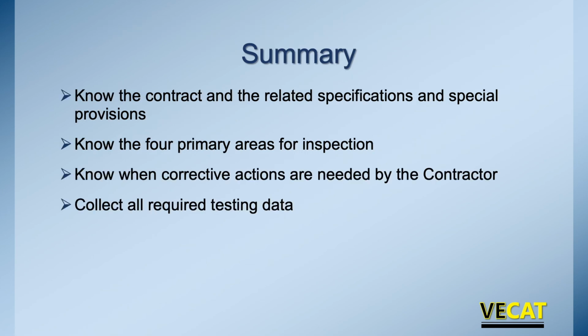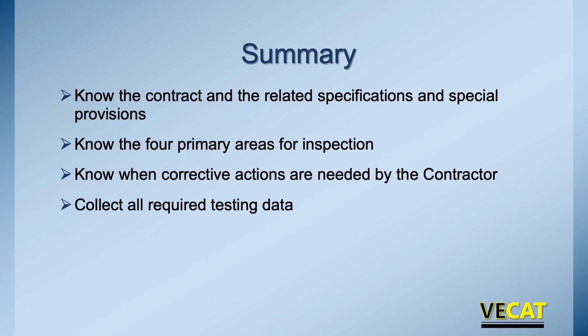So to summarize this whole process of inspection and quality assurance, you need to know the contract and the related specs and the special provisions and any copied notes. You need to know those 4 primary areas of inspection as an inspector. What are the things that you're looking for? It varies between cold in place and cold plant recycling, but at the end of the project, is the depth right and is the density achieved?